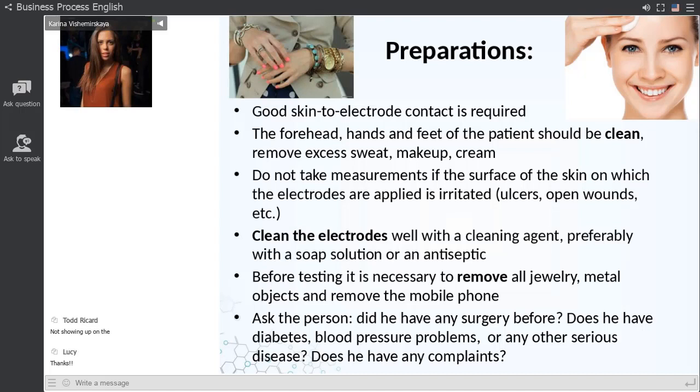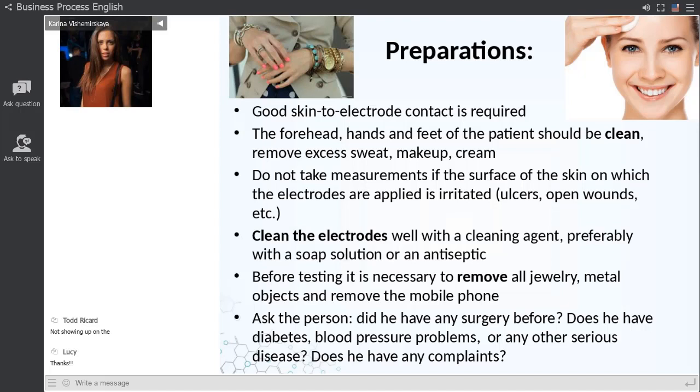Before testing, it is necessary to remove all the jewelry and metal objects, and the mobile phone should be removed. You shouldn't put it on the other side of the apartment or your office, but you shouldn't talk to anybody while you run the test, and the device should be a little bit away.